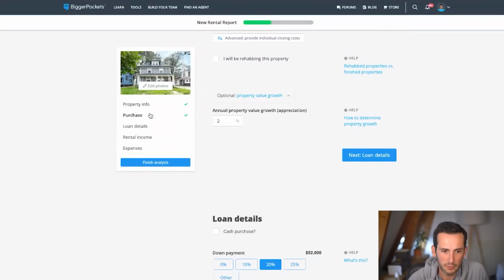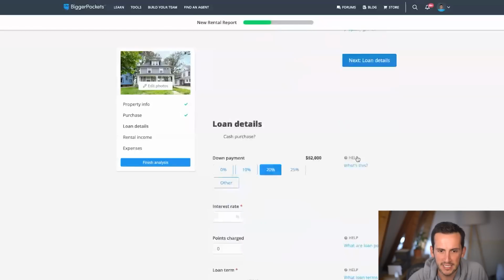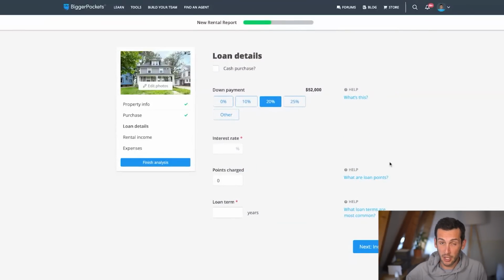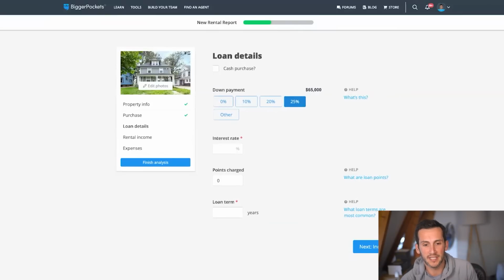Next, so we're already done with property info and purchase price. So that's super easy. Now we need to talk about a loan. Most people use a loan to buy real estate. And as an investor, I typically put 25% down. If you're going to use a low money down option or want to even put more equity in to reduce your overall risk, you can do that as well.